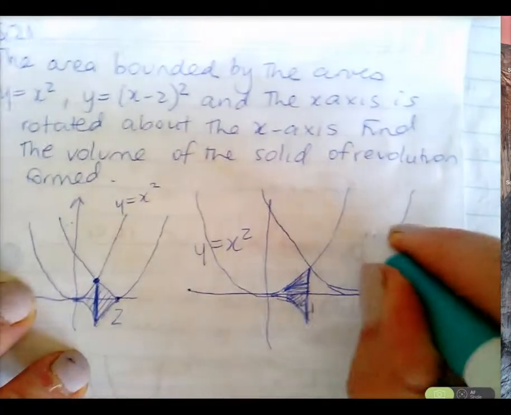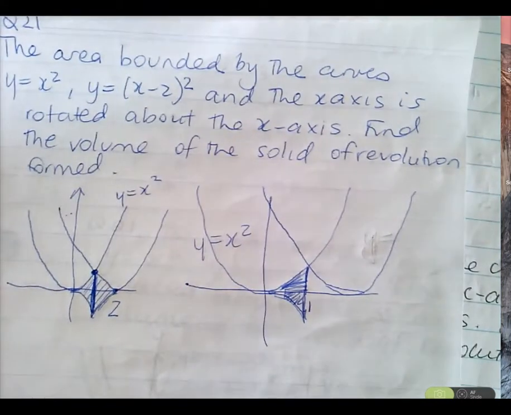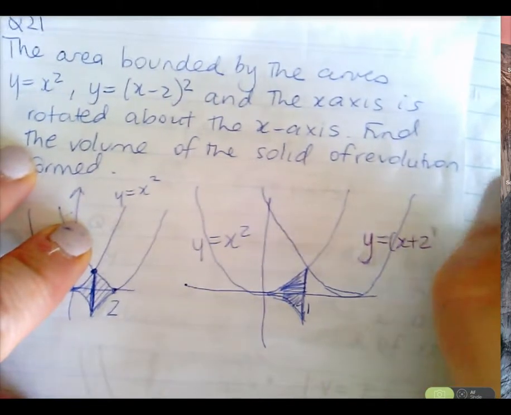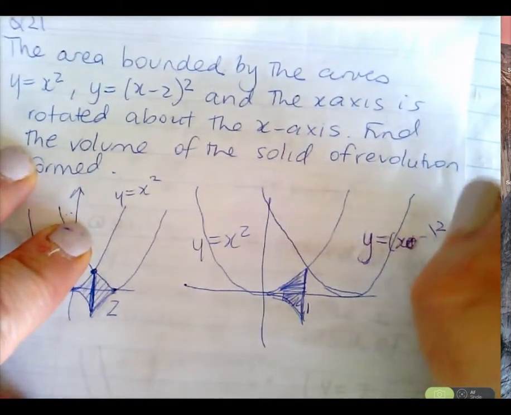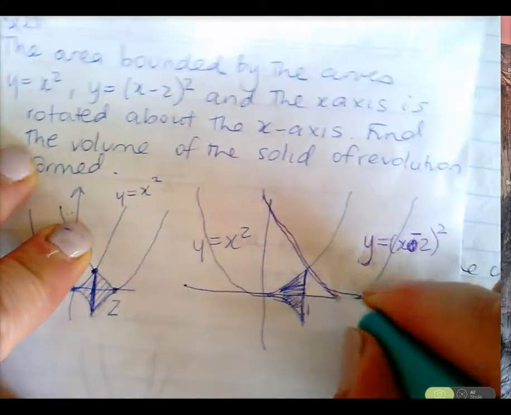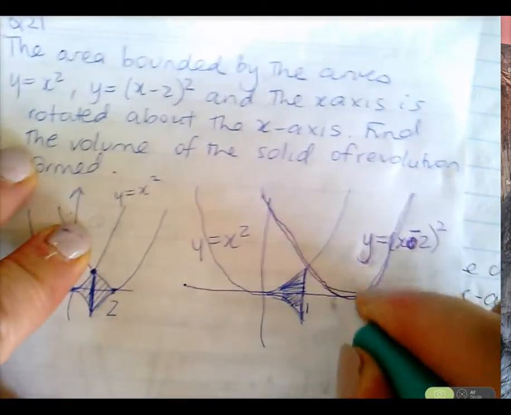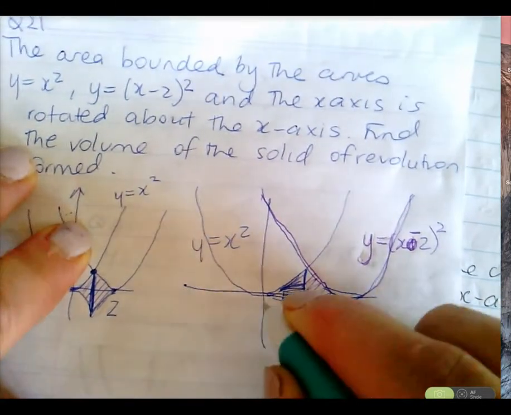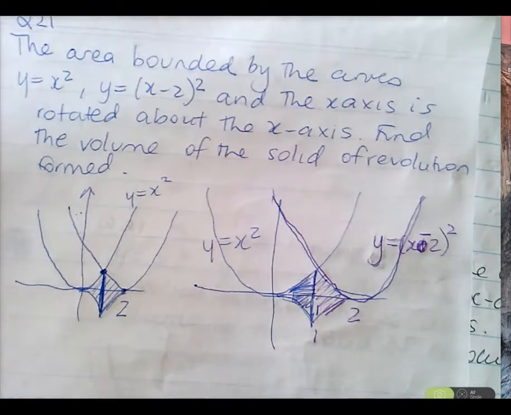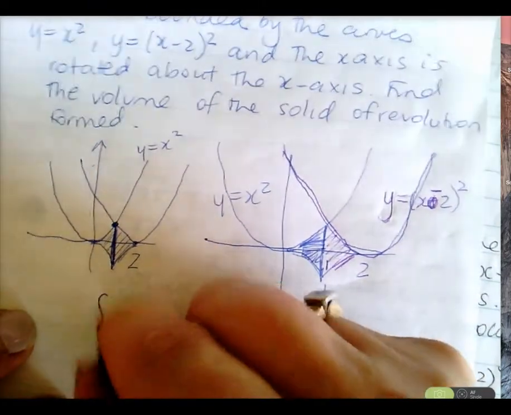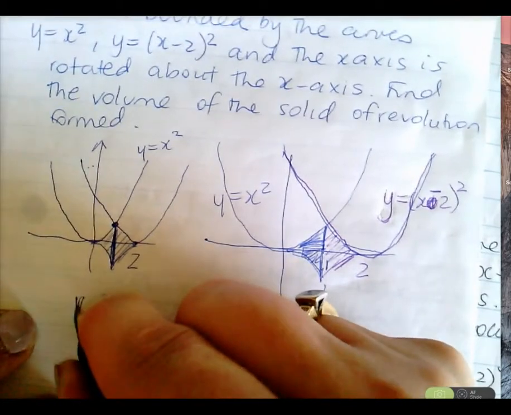Yes, 2 volumes. Y equals x minus 2 squared. Now, that's this curve. And the volume, when that gets rotated, is there. So therefore, we've got 2 integration volumes. We're rotating with respect to the x-axis. So write out the formula.